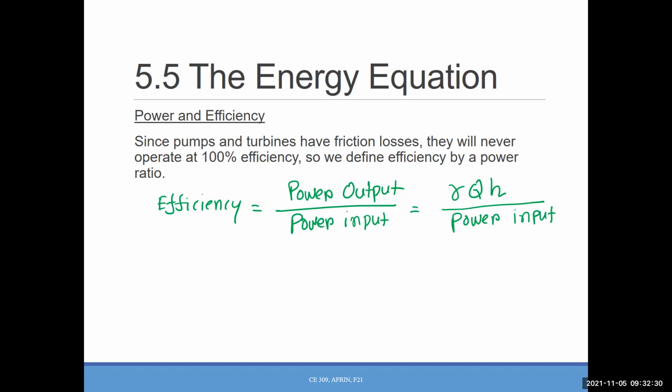Now, what can be the maximum value of efficiency? 100. Like in theory, it can be 100, but obviously you will not get 100. So after doing all the calculation, if you get the efficiency 127%, something is wrong there. Or if you get the efficiency negative 5%, something is wrong there. So the efficiency will be between 0 and 100%. Okay.